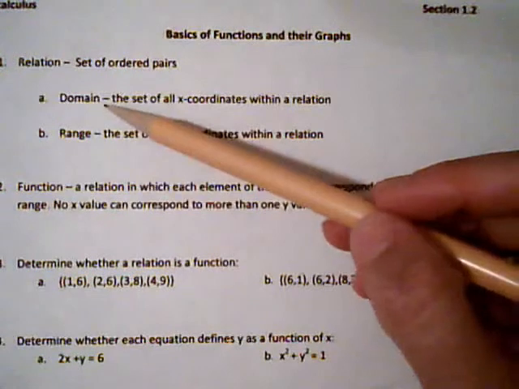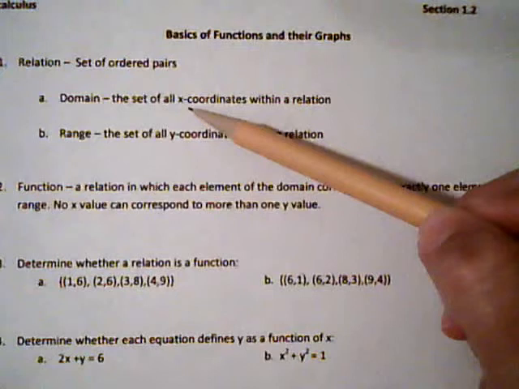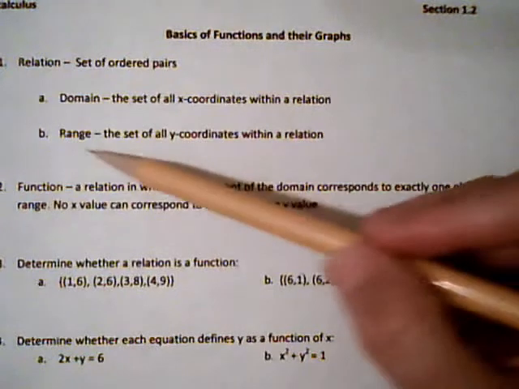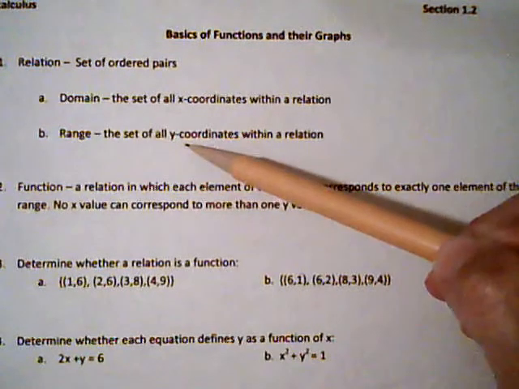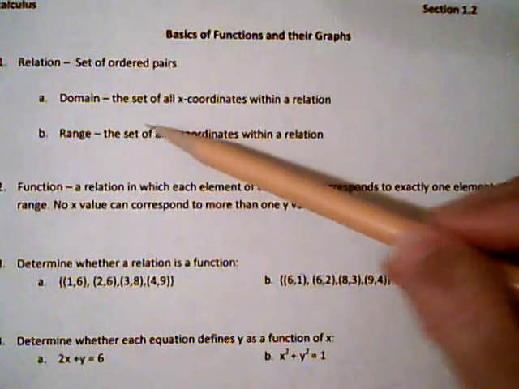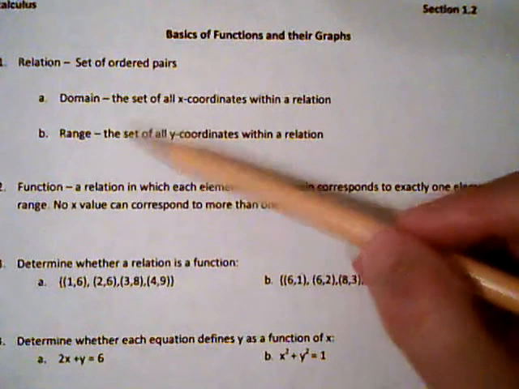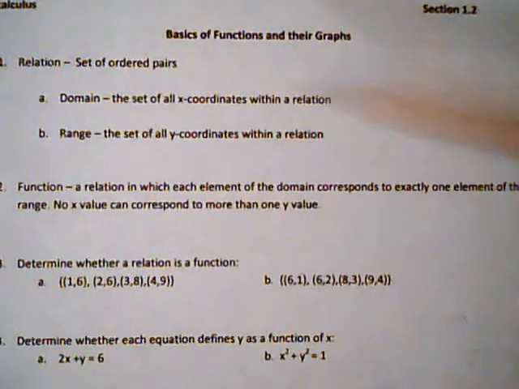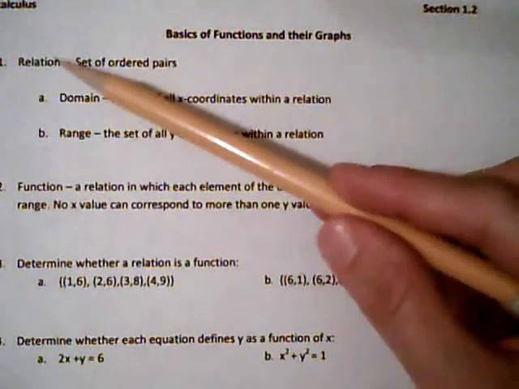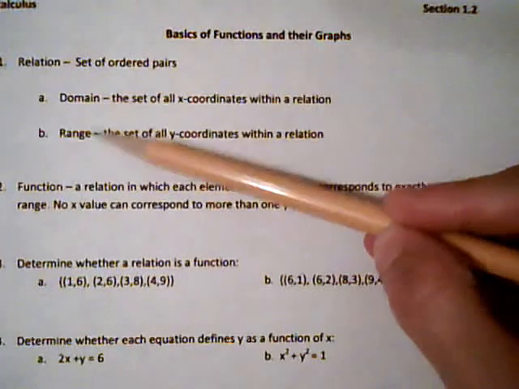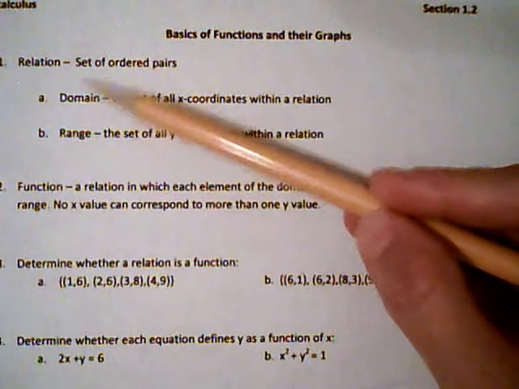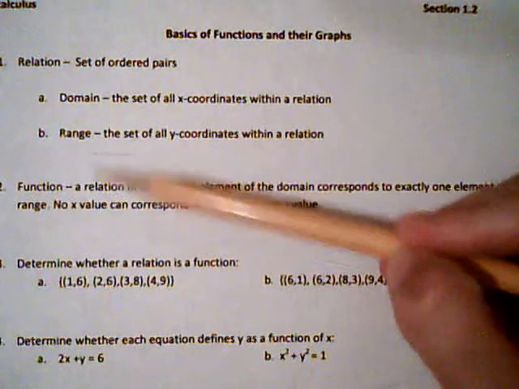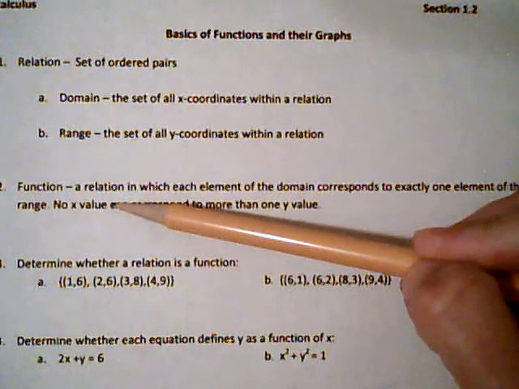The domain is always associated with your x coordinates, and the range is always associated with your y coordinates. And notice here I say that the domain and the range are both sets. Okay, they're always sets of numbers. Every relation will have a domain and a range. Okay, we have some relations that are also considered to be functions.